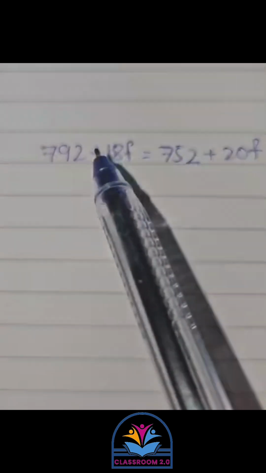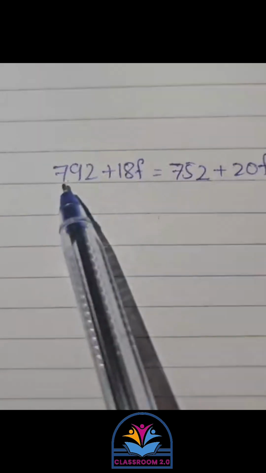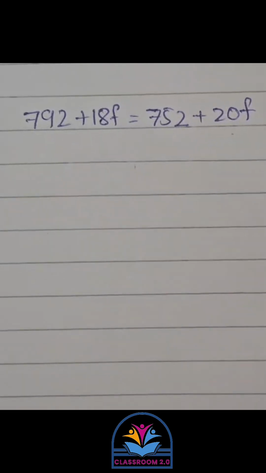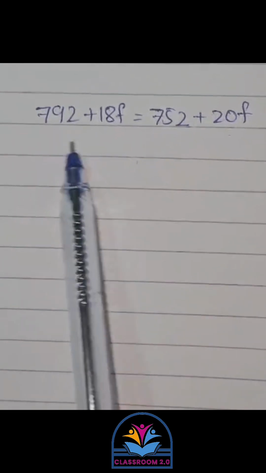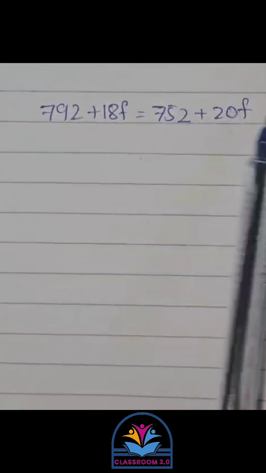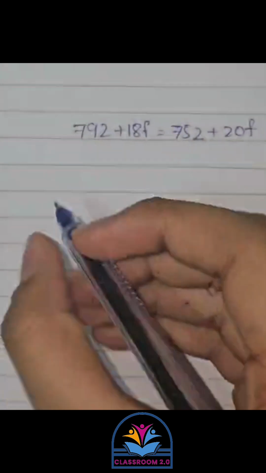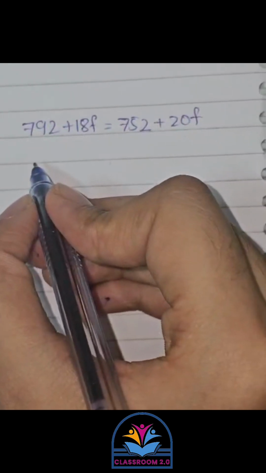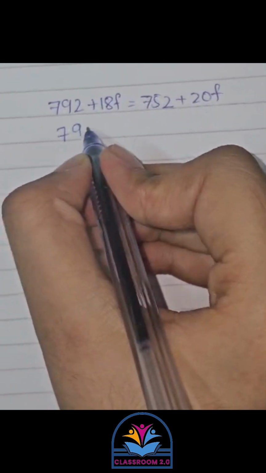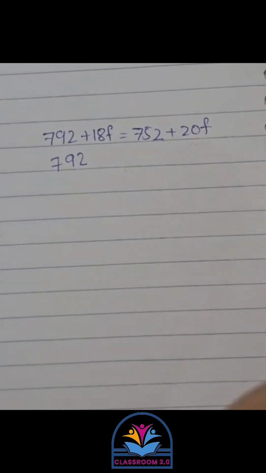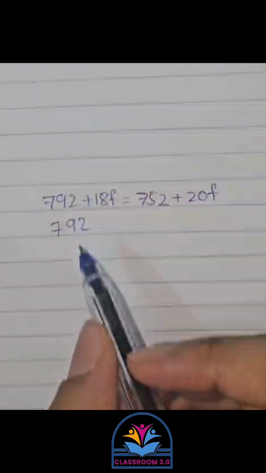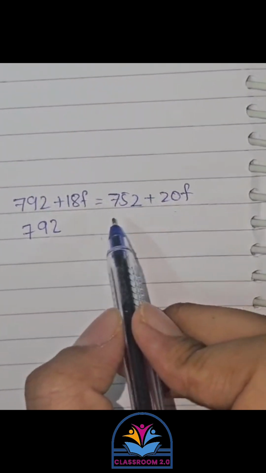Now the next step is that we are going to take same numbers on the same side. We are going to group them. I will be taking 792 and 752 on one side, and I will be taking 20f and 18f on one side, because they are same and these two are same, right? So whatever will be same, we are going to take them on one side. So 792, I will keep it here. Whichever is the smaller number, you will take that towards this side. Or you can take anything, just remember that you are going to take it on one side. I am going to take 752 there.